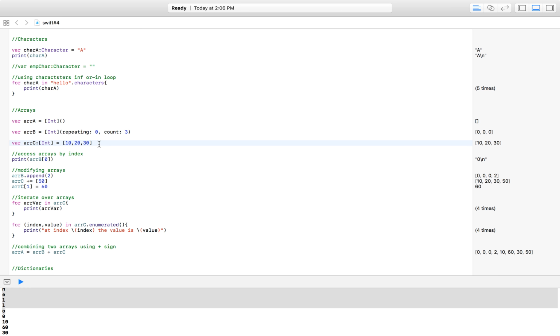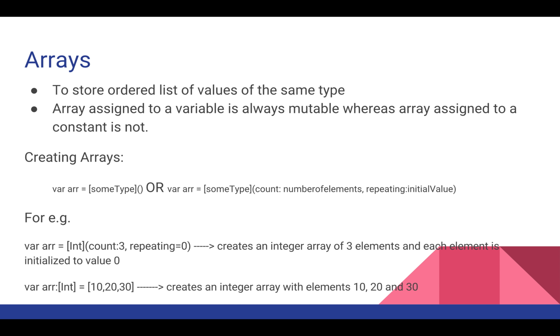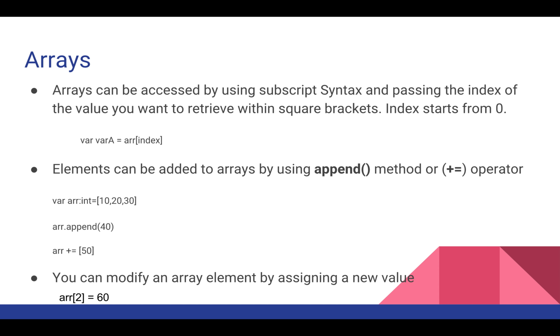RC is an array with 3 elements mentioned as 10, 20 and 30. All these arrays are of data type int and thus can take only integer values as their elements. You can retrieve the value of an element in an array by using subscript syntax, that is, by passing the index of the value within square brackets immediately after the array name.